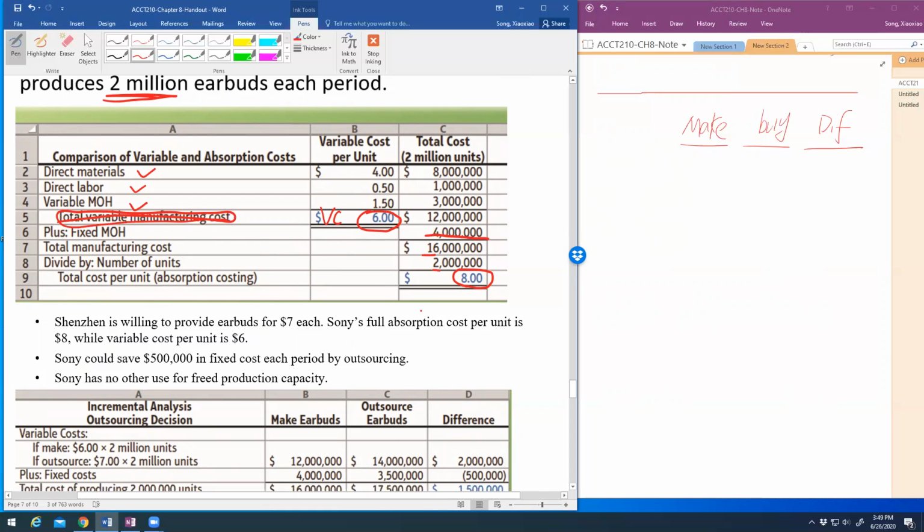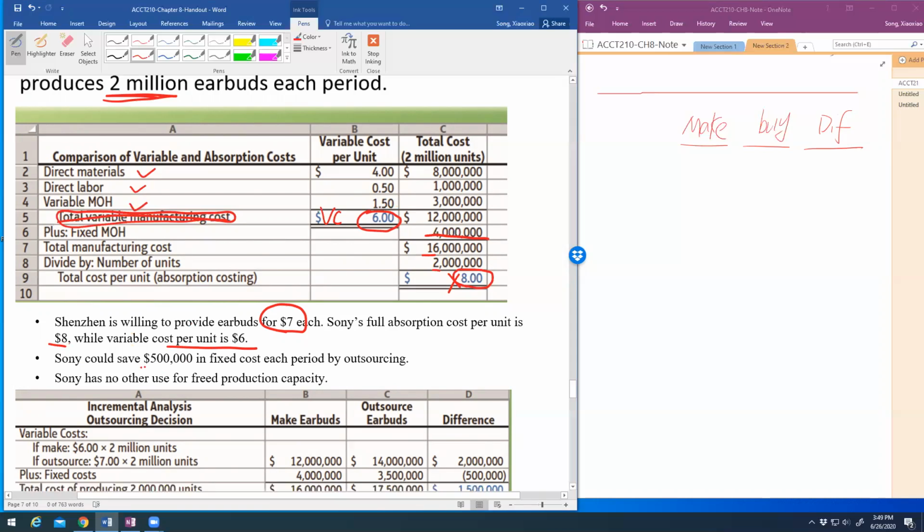But we never use this. We should never use this price. We should use the contribution margin method. Shenzhen is willing to produce the product for $7 each. Our purchase price is $7 each. Sony's full absorption cost per unit is $8, as already said, but the variable cost for each one is only $6. We got the information from there.